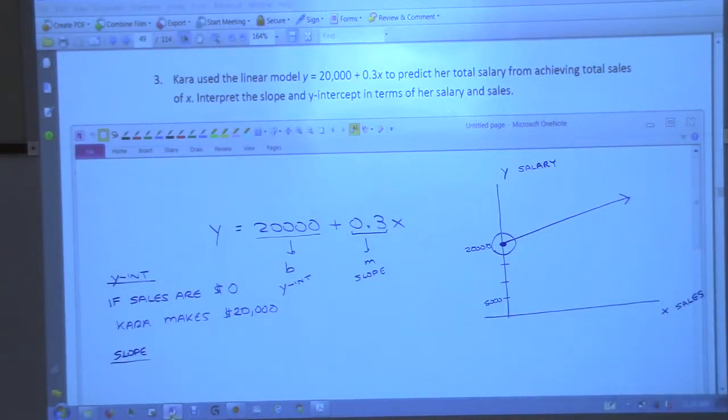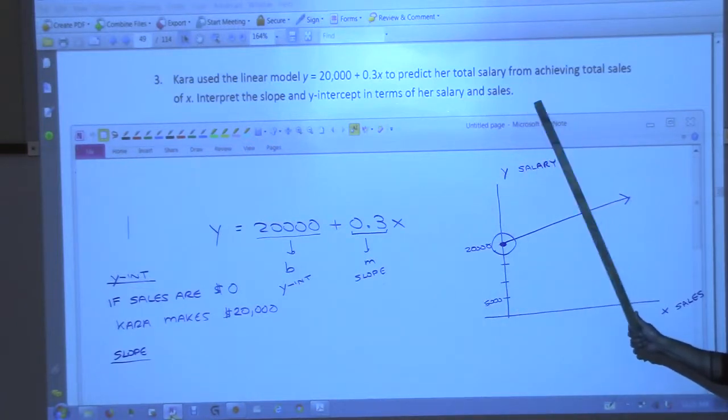Yeah, what does that 0.3 mean? That's how much she makes per sale, extra. So she makes one sale, that's your 0.3 on top of the 20,000. That's how much she gets paid per sale.